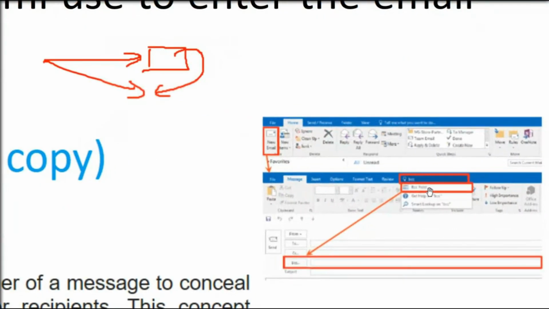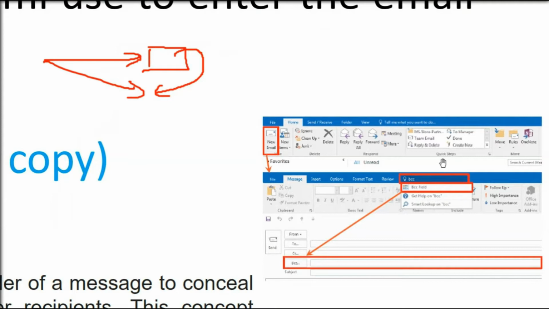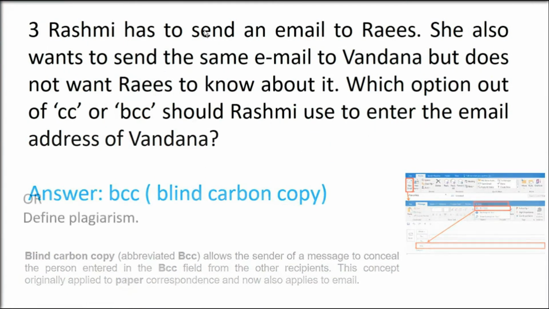So let me show you. You might have gone through emailing, Gmail, etc. that you have been doing. So this is the BCC field. This is the BCC field. And CC is carbon copy. BCC is blind carbon copy. So this is how it works.